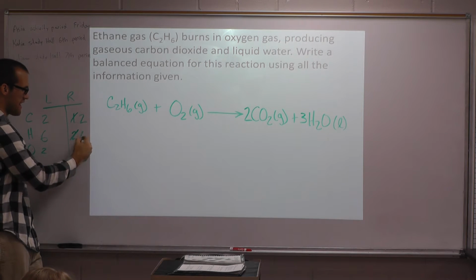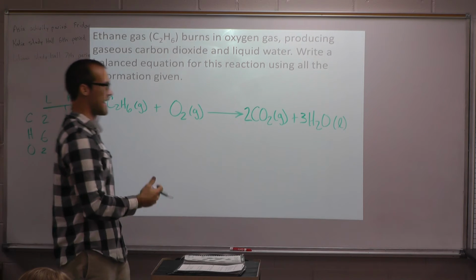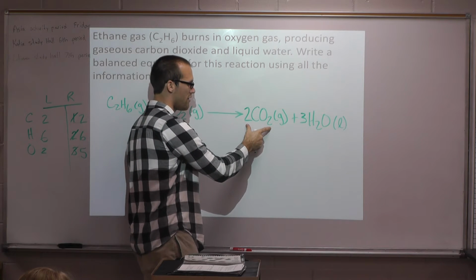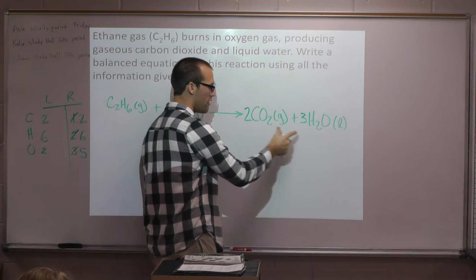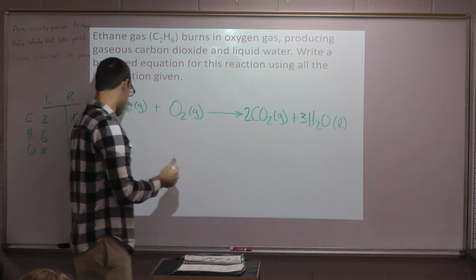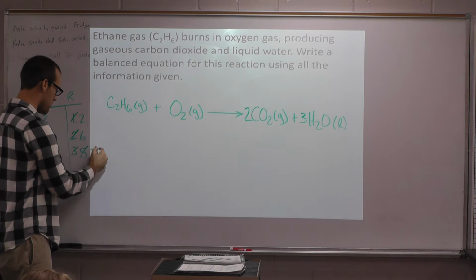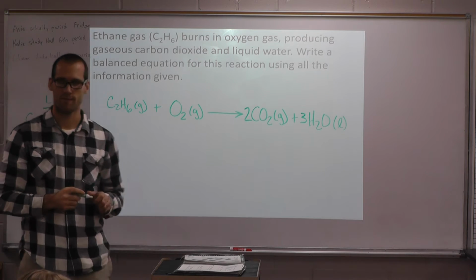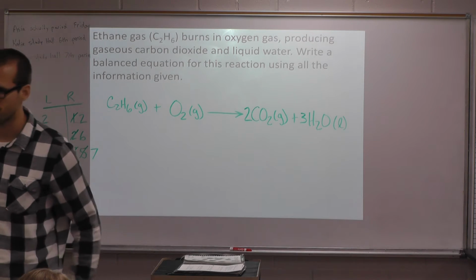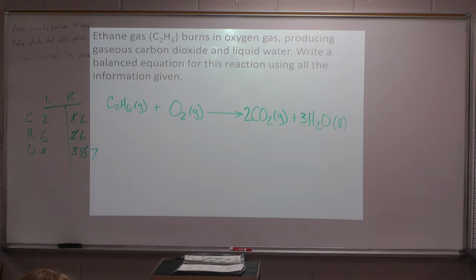That'll make this a 6, and then we have to go back and recount the oxygens again. I have 4. 4 plus 3 is 7. Uh-oh. Great. Now I made it even more tricky. But they can just do 14. What do I do?